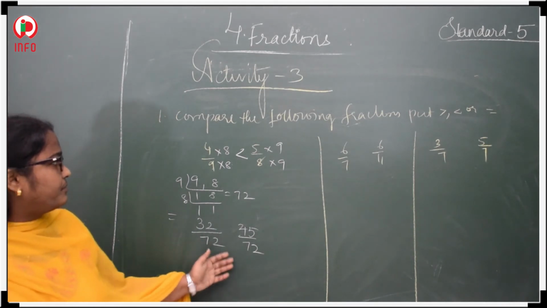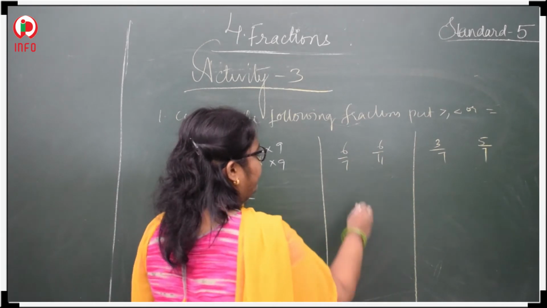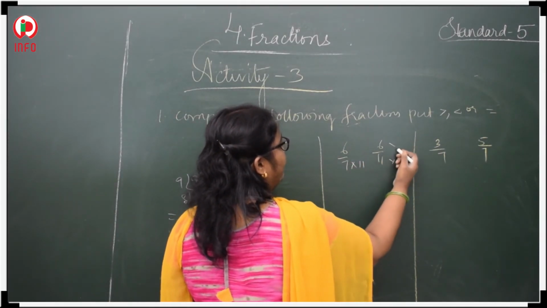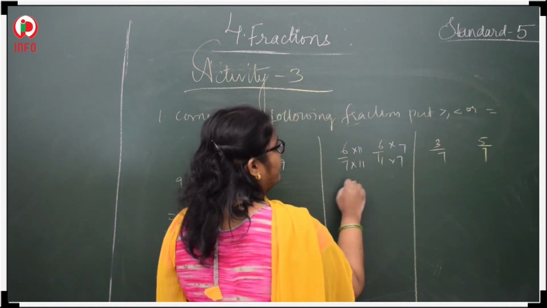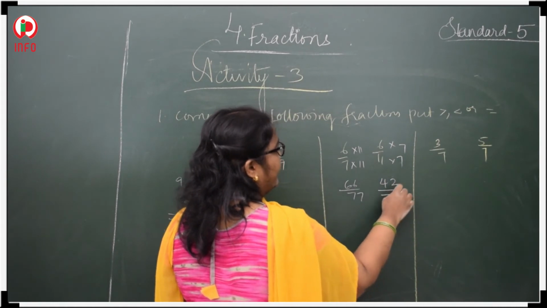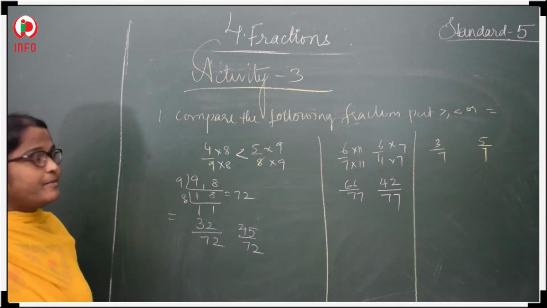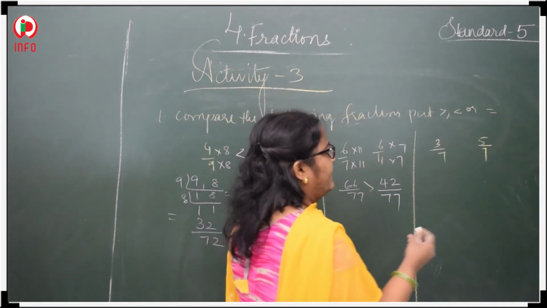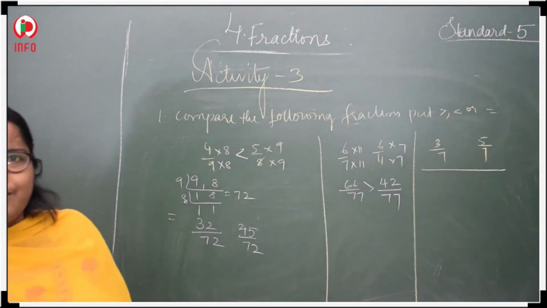What do we have to keep, children? Less than, because... okay. Next, 7 elevens are 77, so 66 by 77. So which is greater and which is less than here, children? Can you tell me which is less here? So this is greater. Yes. Now 3 by 7, 5 by 7.